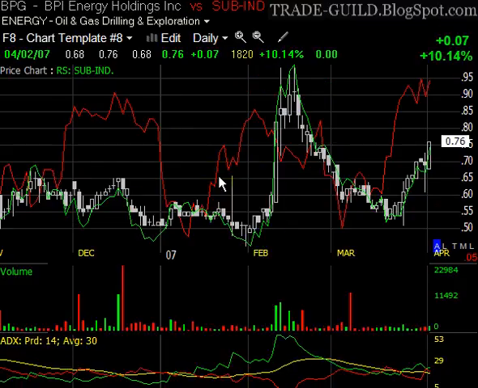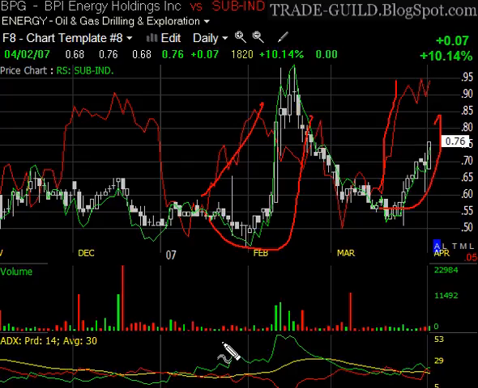Sometimes you'll see the sub-industry will lead the stock, as in this case over here. The sub-industry really took off, and then BPG took off. You can see over here, sub-industry took off, and BPG took off. So it's a useful screen to compare the stock to its peers, its other competitors in the sub-industry that it's in. I'll show you a couple more real quick.